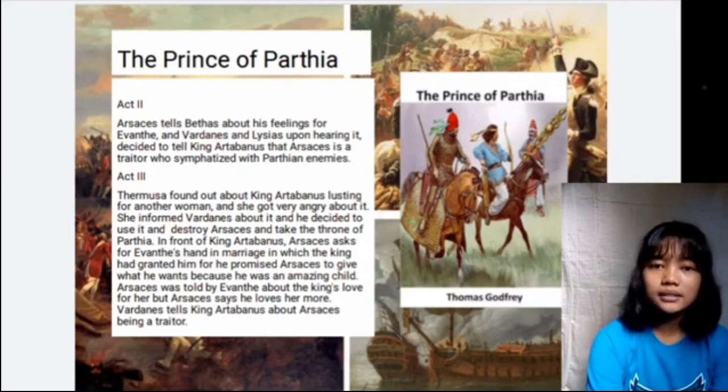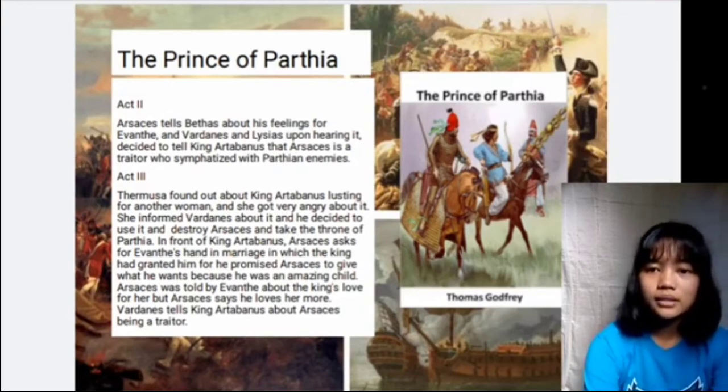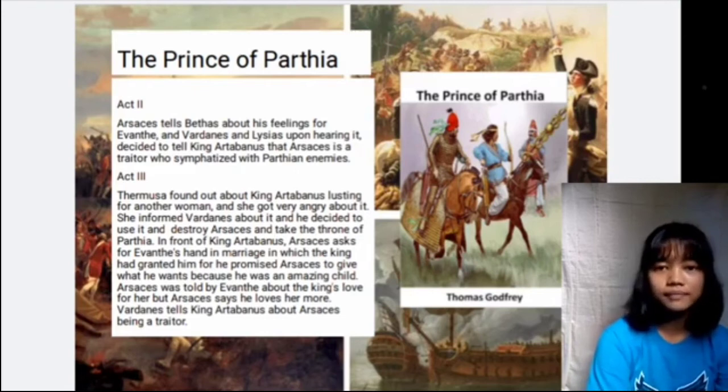So in this act, Thermosa found out about King Artabanus' feelings for Ivan, and then Arsaces asked for Ivan's hand in front of the king, which the king granted because the king thought that he was an awesome child. And then it goes with Vardanes telling the king about Arsaces being a traitor. So Vardanes is plotting to destroy Arsaces and get the throne in Parthia.